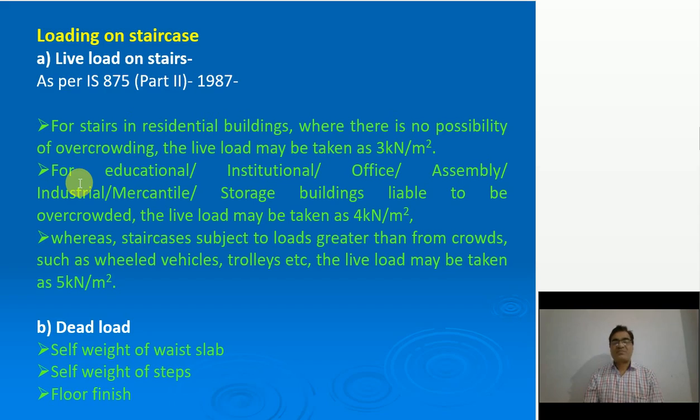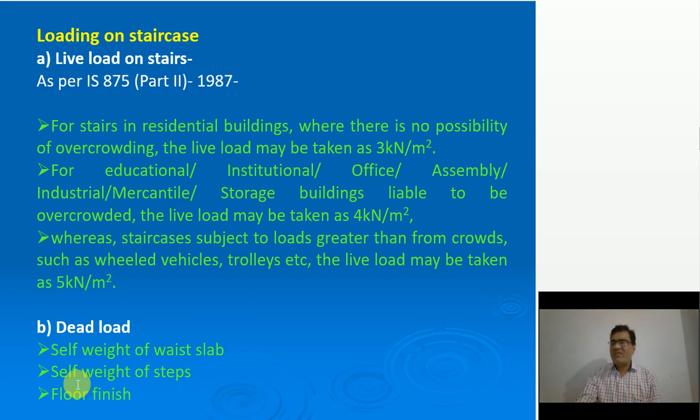Well, whereas the staircase is subjected to loads greater than for crowds such as wheeled vehicles, trolleys, the live load will be taken as 5 kN per meter square. So normally for public buildings, live load is to be considered as 4 kN per meter square, and if it is designed for wheeled vehicles or trolleys, then you have to design it for 5 kN per meter square. In the residential structure here, if overcrowding is not there, you consider 3, and if overcrowding is there, then you have to consider 4 kN per meter square. So this is important for staircase. In case of staircase, higher live load is considered as compared to a regular slab load. Then dead load.